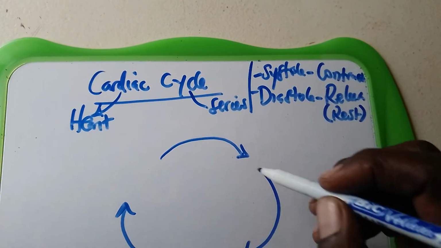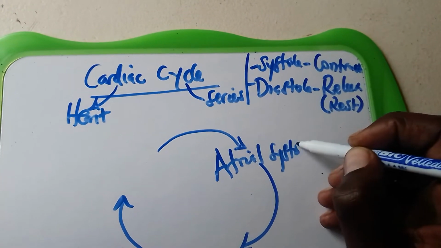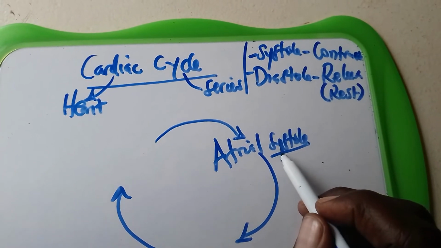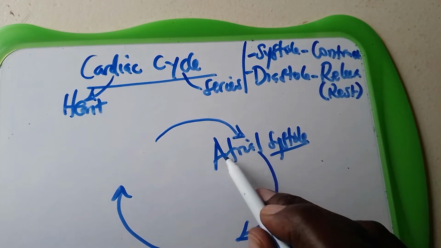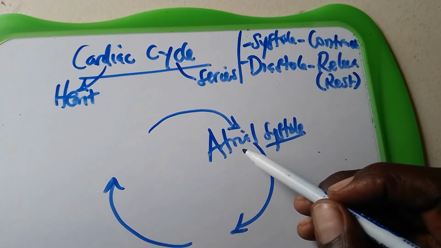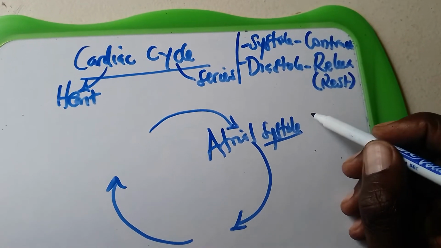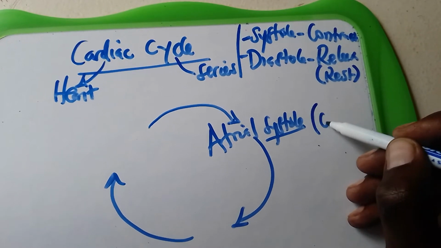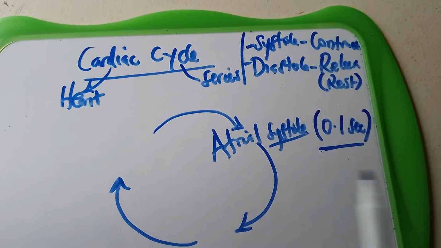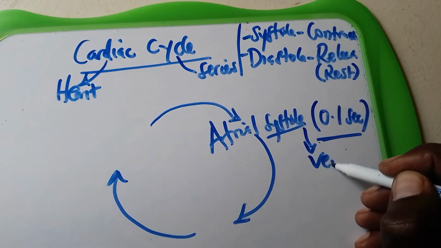So the first phase is atrial systole. Here we're looking at the word systole again, which is to contract. This means that the atria will contract, and in singular we call it atrium, so say right atrium, left atrium. For the atria to contract, it will take about 0.1 seconds, for them to eject blood into the ventricles.